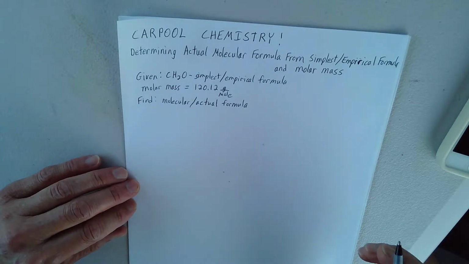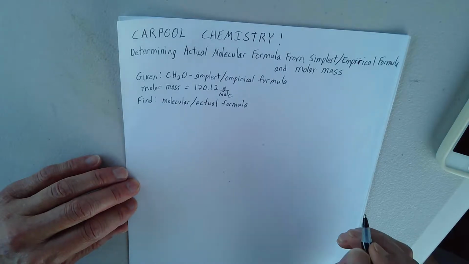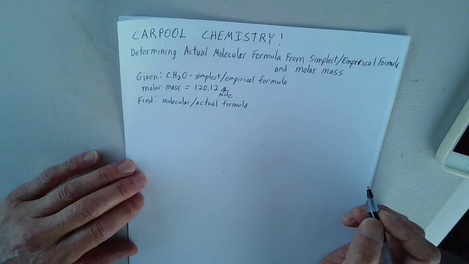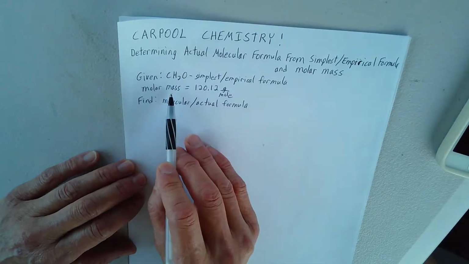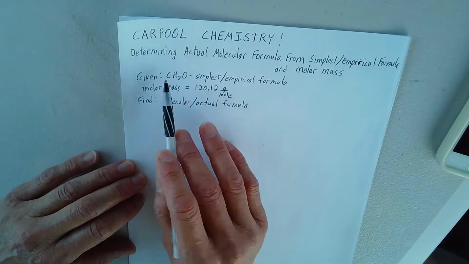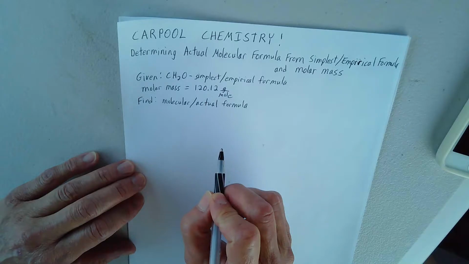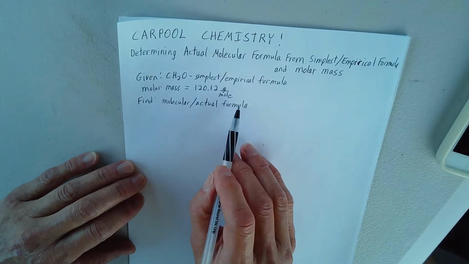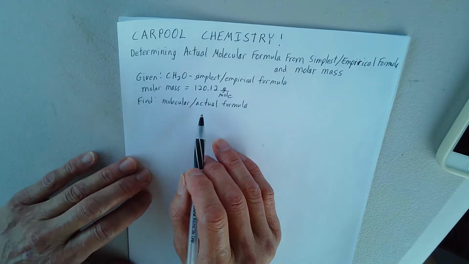Today we're going to determine the actual molecular formula from the simplest or empirical formula and its molar mass. So let's say you're given the formula CH2O, which is a simplest or empirical formula. You're also given the fact that the molar mass of this compound is 120.12 grams per mole. You're asked to find the molecular or actual formula. Well, this is the simplest formula, but is it the actual formula?